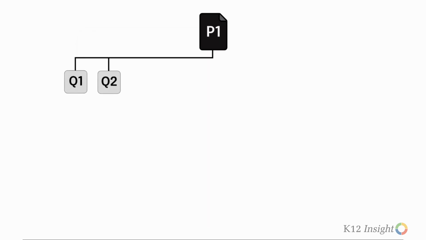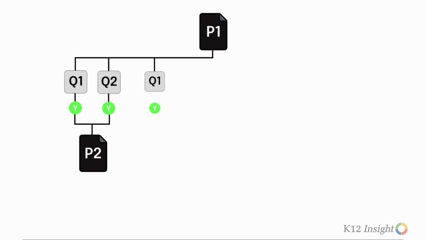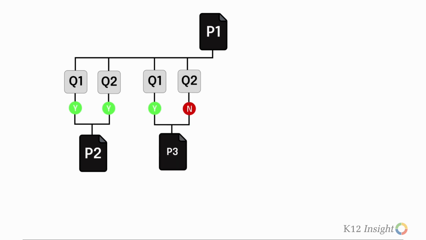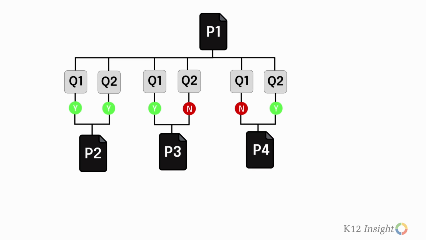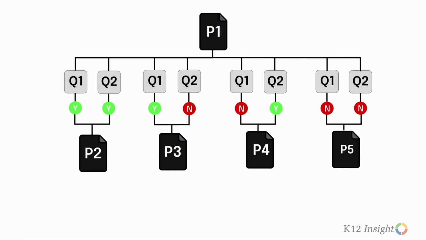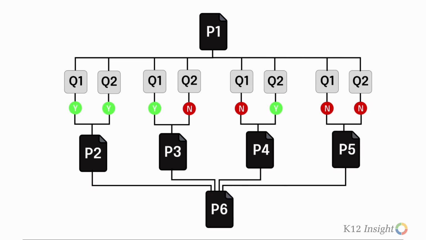If someone answers yes to both questions, they'll move on to page 2. If they answer yes to question 1 and no to question 2, they'll go to page 3. If they answer no to question 1 and yes to question 2, they'll go to page 4. If they answer no to both questions, they'll move on to page 5. After that, everyone should end on page 6.